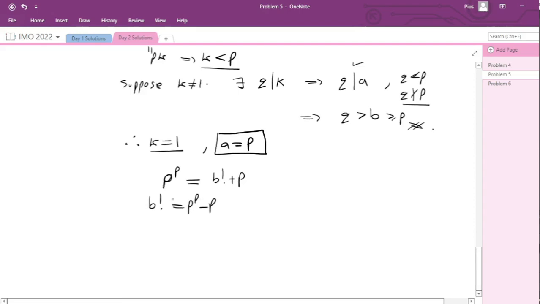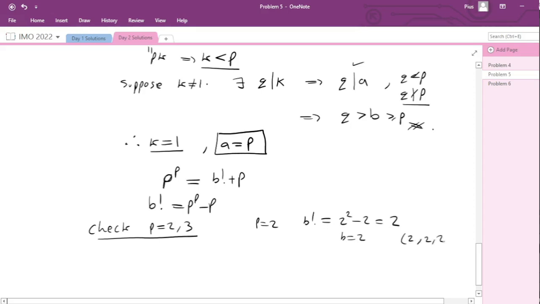All right. So this is actually familiar, so we're going to use it. Before we move on, we're going to just do something simple. We'll check some values. If we check the first few primes, we see that for 2 and 3, we're going to get solutions. So when p is 2, we get that b factorial will have to be 2 squared, 4, minus 2, which is 2. So b will be 2, and this will be a solution. So a, b, p will all be 2. So this is one solution.